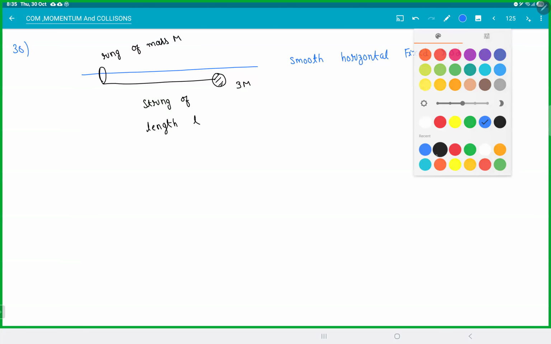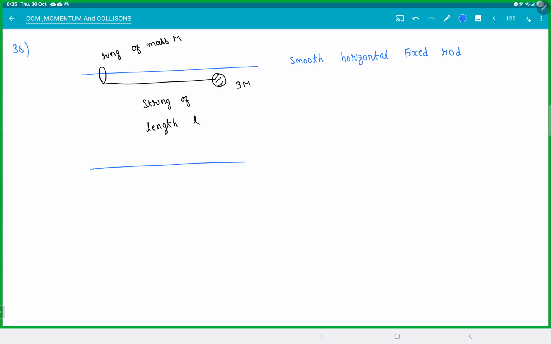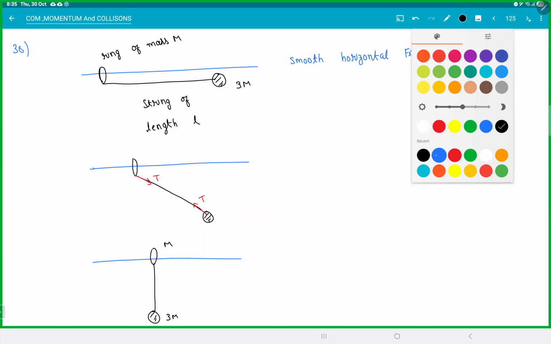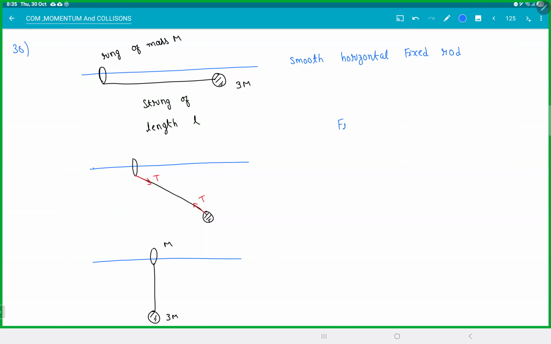The ball will start falling down. In this process, it will start pulling the ring also. The ring will come somewhere here and the ball would become like this. Basically, the tension will pull the ring. Eventually, the ball becomes vertical like this. So find the velocities and tension in the string when it becomes vertical.